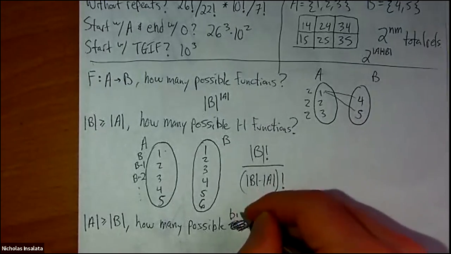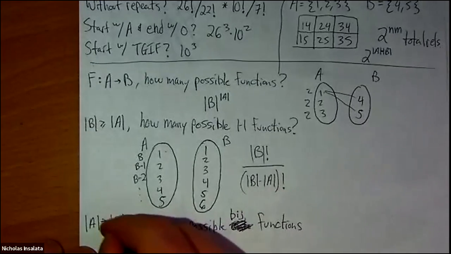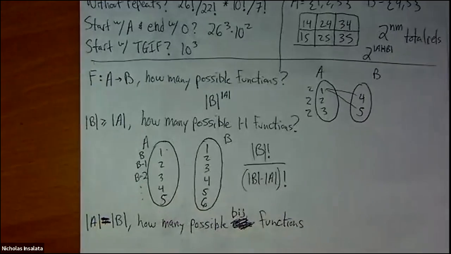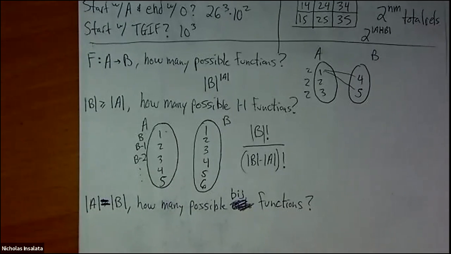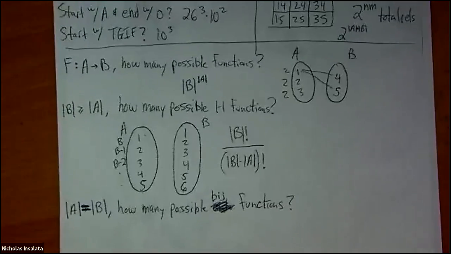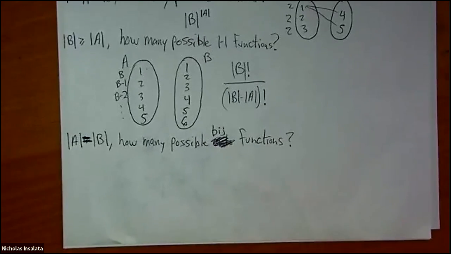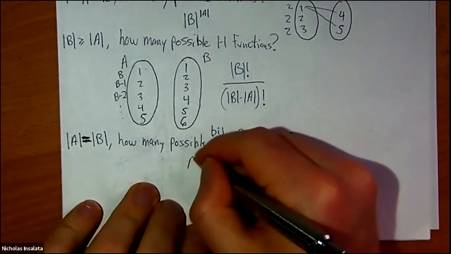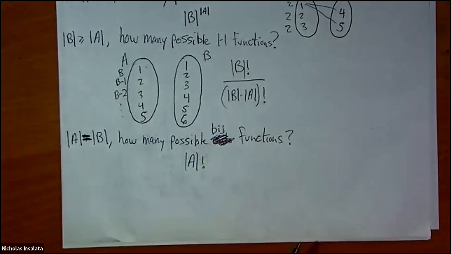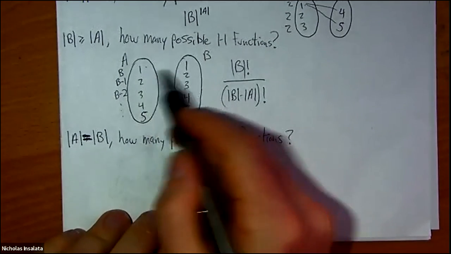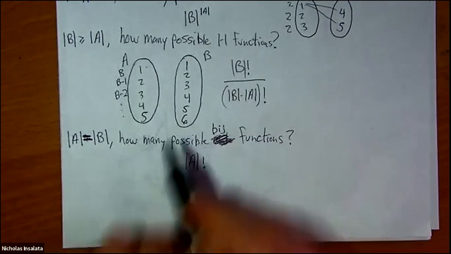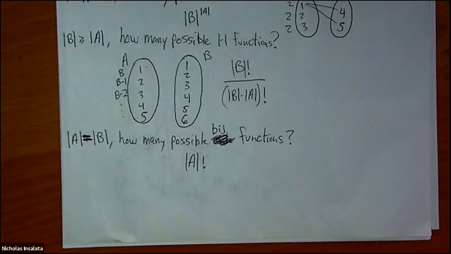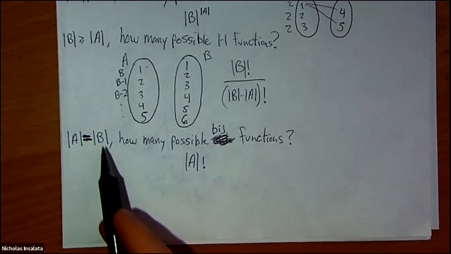How many possible bijective functions where A is equal to B? The sizes are the same. A factorial, very good, right? Because we would have A equal to B, so we would have B choices here, then B minus 1, B minus 2, and we would run out at exactly the same time that we ran out on the other side. So A factorial, perfect, or size of A factorial, or size of B factorial, they're equal.